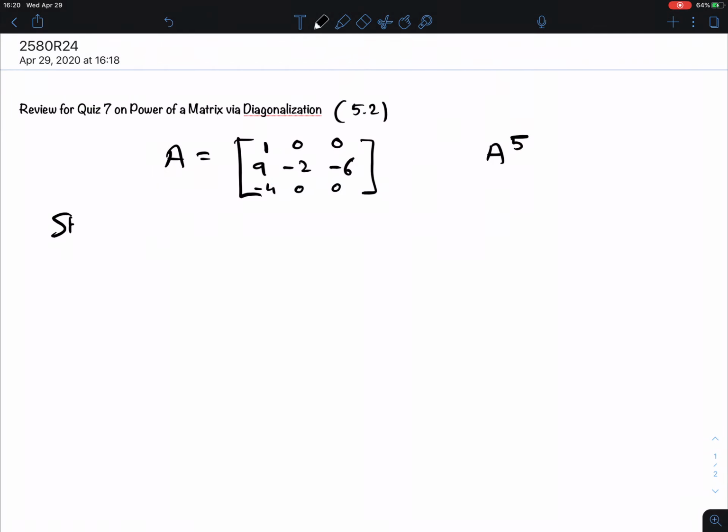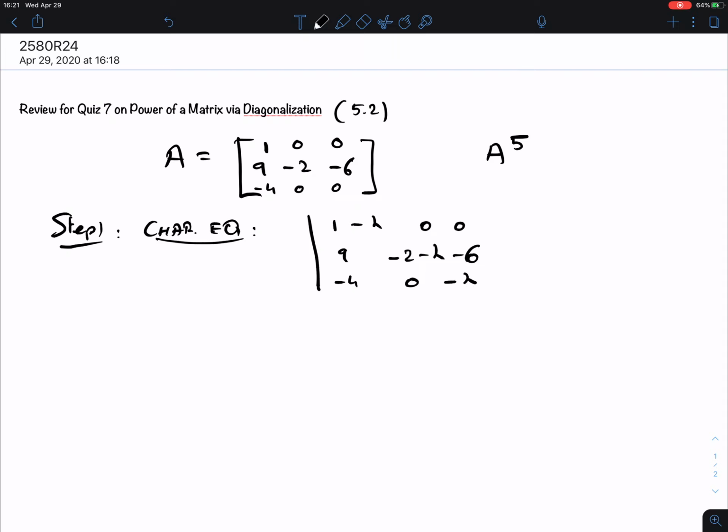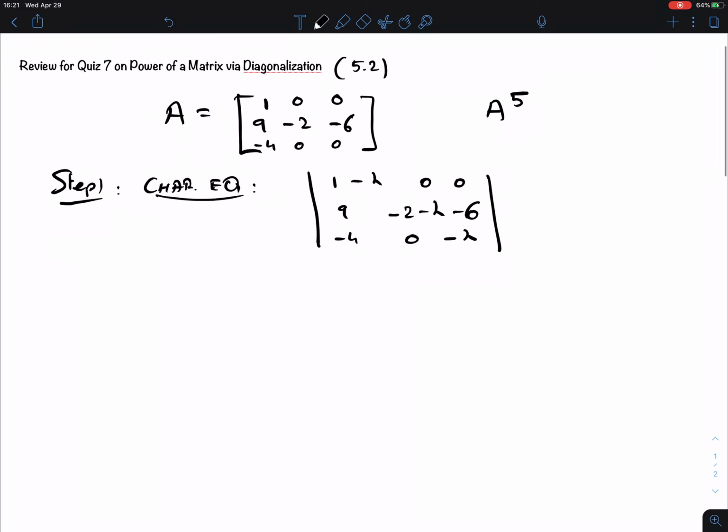The characteristic equation. Okay, so we subtract lambda from the diagonal. Minus 6, minus 4, 0, minus lambda. Correct? Yes. Make sure that there are no mistakes here. Okay, so again, we are a bit lucky here.